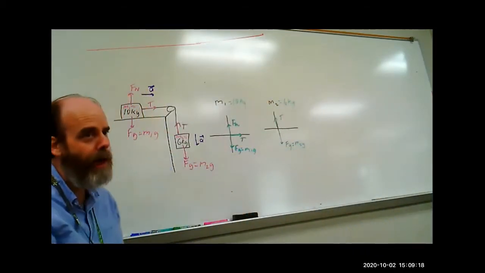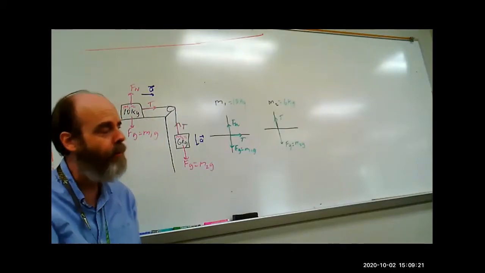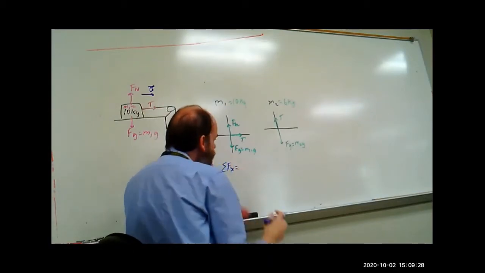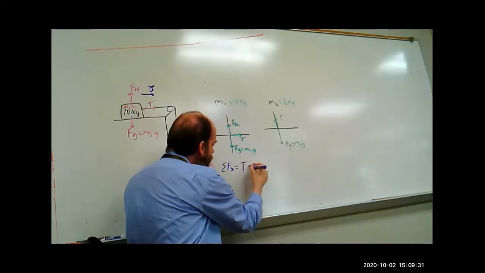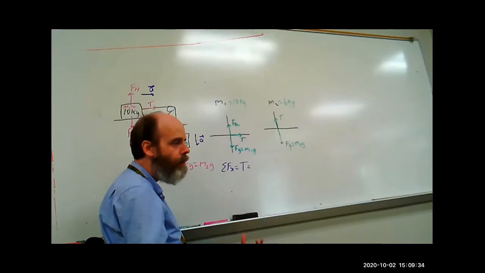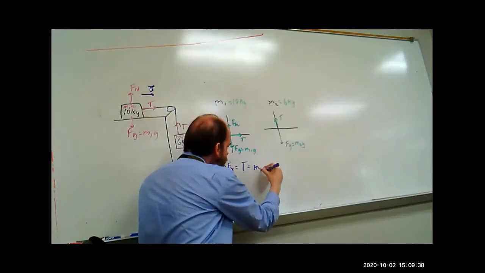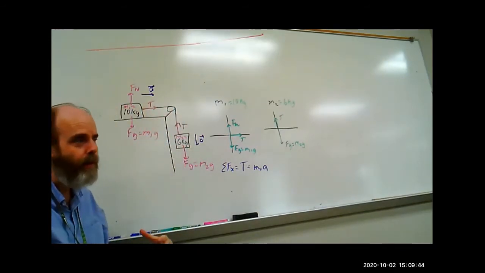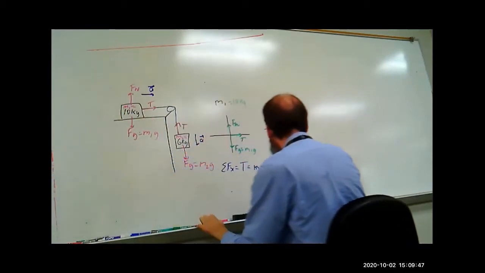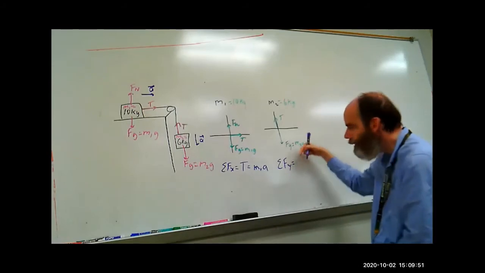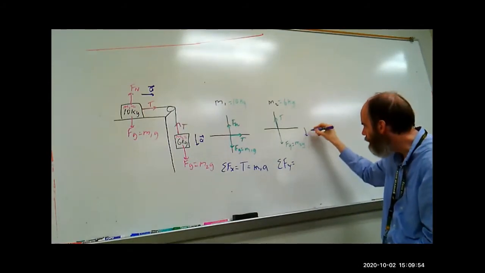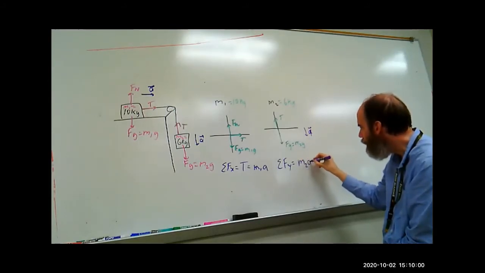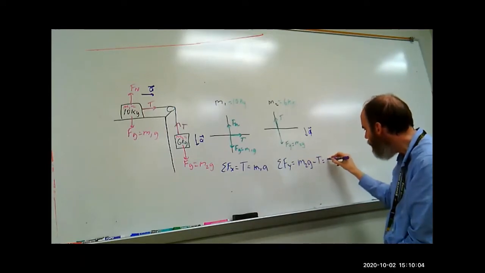Once we have our free body diagrams, we apply Newton's second law. So in the x direction, the sum of forces in the x direction, we'll say to the right is positive, it's just the tension. So tension equals mass times acceleration, M1A. By the way, these are the same accelerations because they're connected by a rope. They move together. Sum of forces in the y direction for mass 2, we'll say down is positive because that is the direction of the acceleration. So the sum of forces in y is M2G minus tension, and that equals M2A.